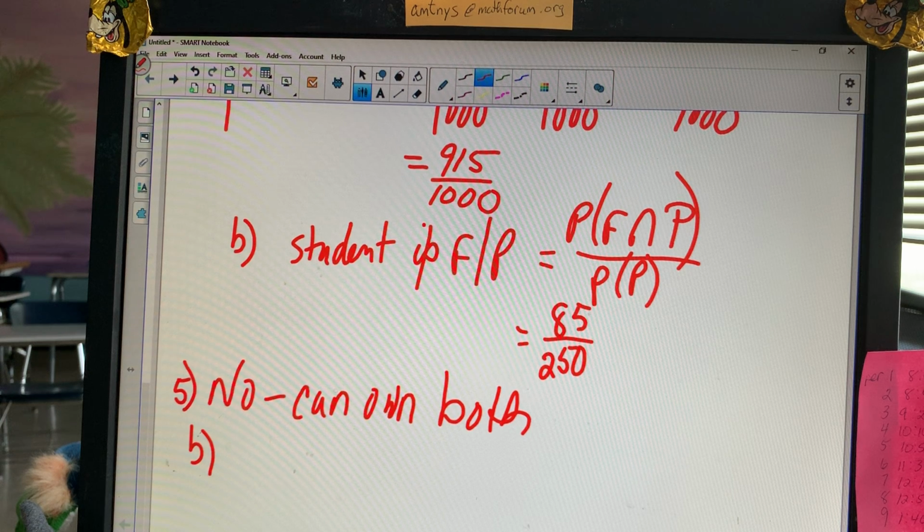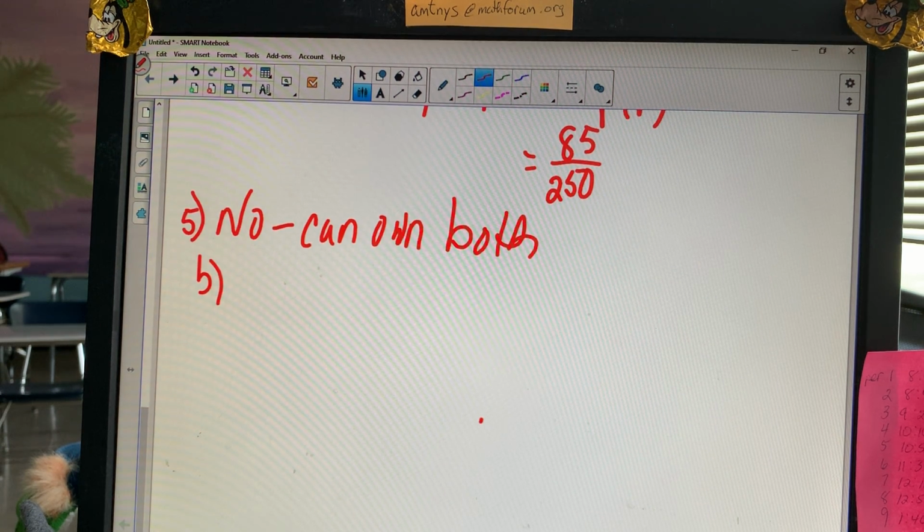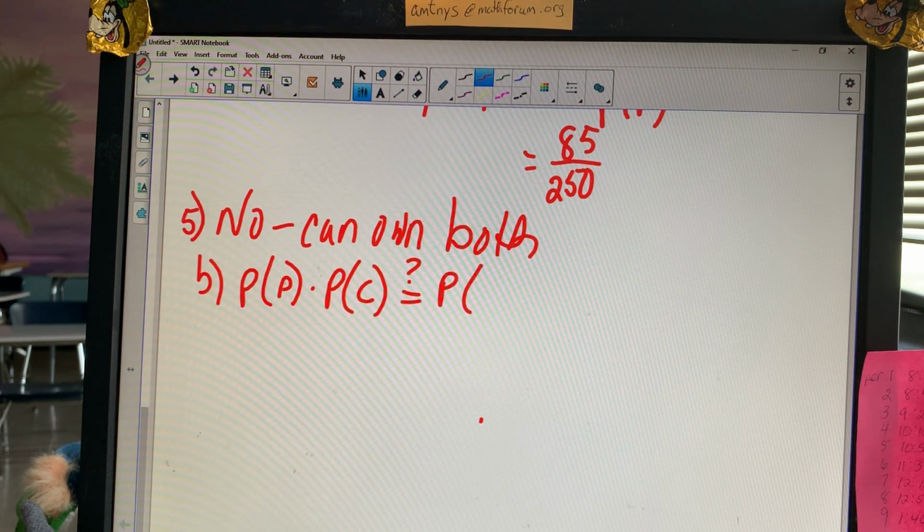For part B, are they independent? We have to compare two probabilities. I am going to compare owning a cell phone and owning a car. I'm going to use the AND formula. So the probability of a phone times the probability of a car, is that equal to the probability that we have a phone and a car?